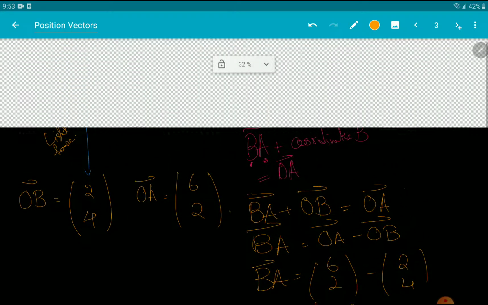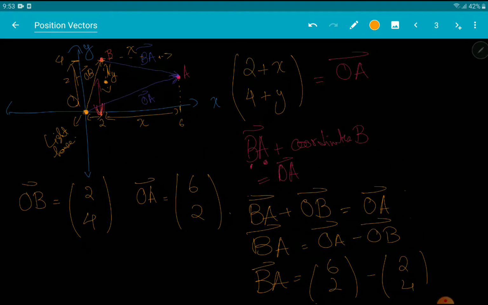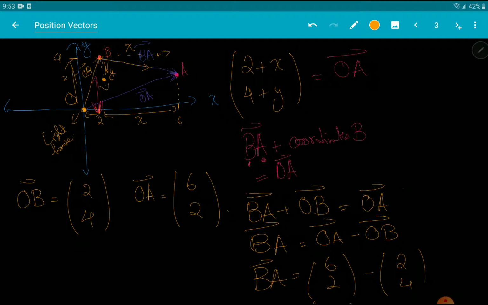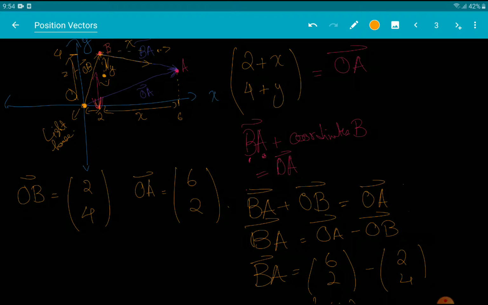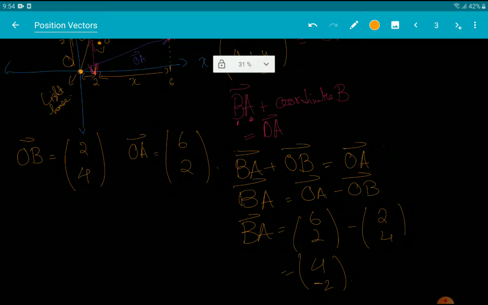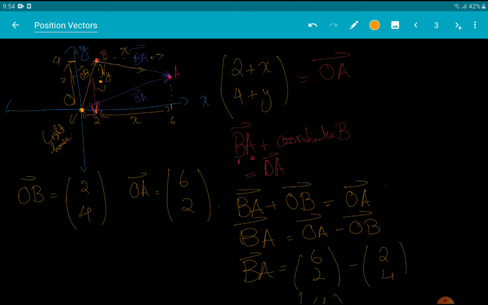So to get from B to A, right, you would need to move 4 steps in the x direction and negative 2 steps in the y direction, which means just move downwards in the y direction. Okay, positive means upwards, negative means downwards in the y direction. So now this 4 and minus 2, they do not represent any coordinates, right? They just represent how many steps you have to move from B to get to A.